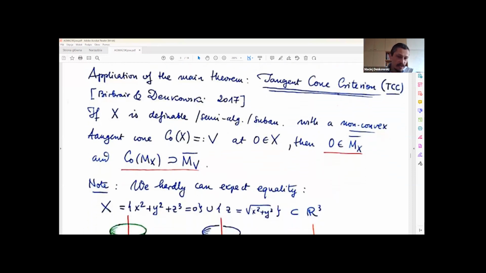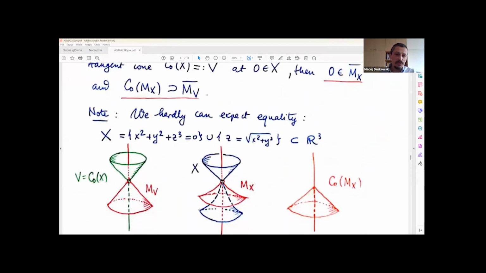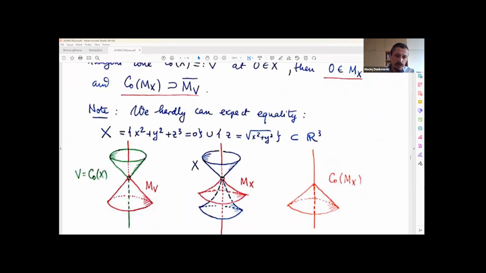And again, this is the best we can expect. Usually there's no equality, so let's have a look at the central picture. The central picture is the set X, a cone together with a cuspidal revolution surface. So the medial axis is just the line without the origin and this kind of skirt, right?